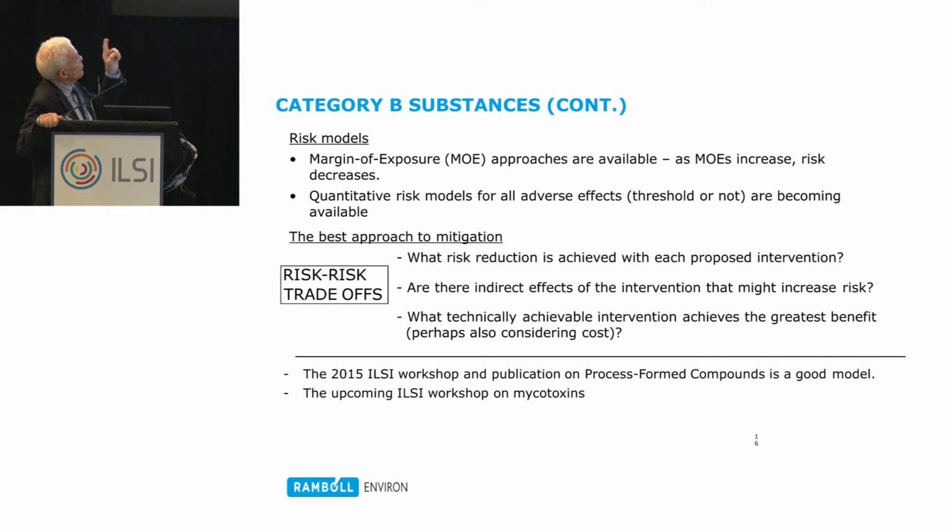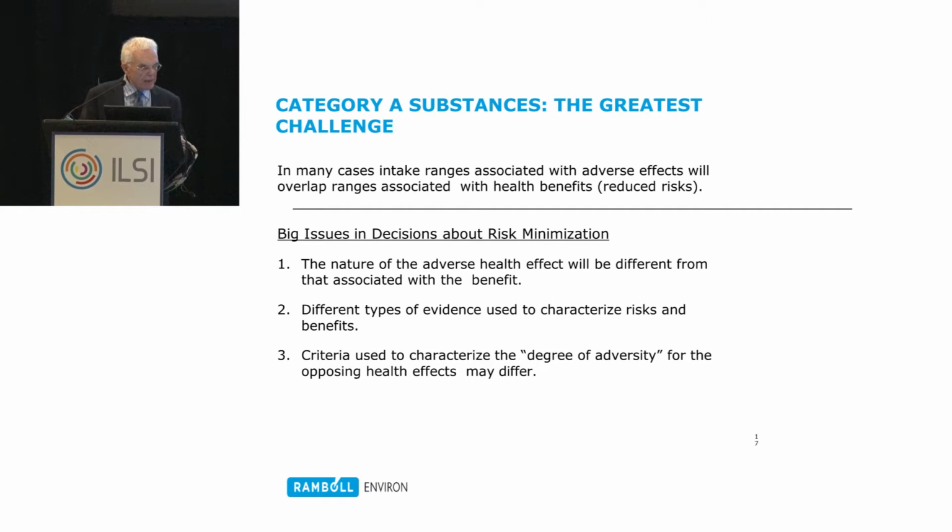We answer questions like what risk reduction is achieved. We need models that look at risk reduction as a function of exposure, not just bright lines. Are there indirect effects of an intervention that might increase risk? And then what technically achievable intervention achieves the greatest benefit, also considering perhaps cost. There's an ILSI workshop last summer on process formed chemicals that has this as one of its platforms. And we have a mycotoxin workshop coming up in the summer that again looks at this kind of approach to dealing with these complicated problems. Enough about that. Let me do a little bit about A.